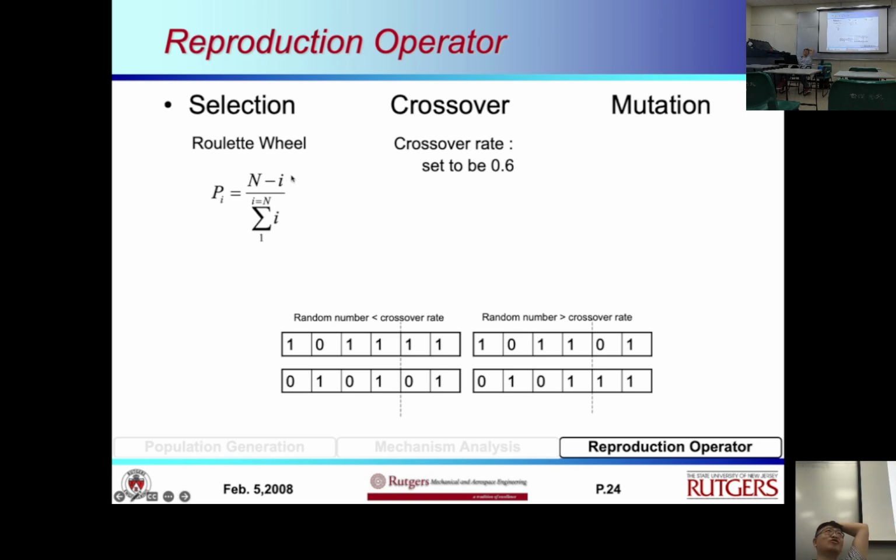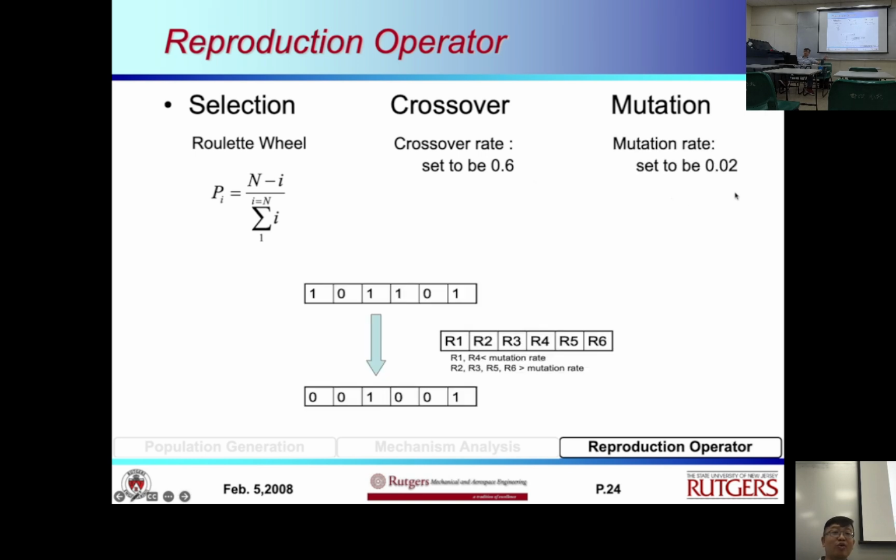She did the sorting. So I think after sorting, n minus I. What does it mean? I don't remember. I need to read her thesis. I don't remember what she did, but I think she did some kind of sorting. Anyway, her crossover rate was 60%. She used a single point crossover. Mutation was only 2%.